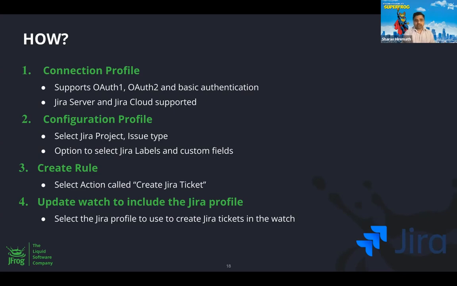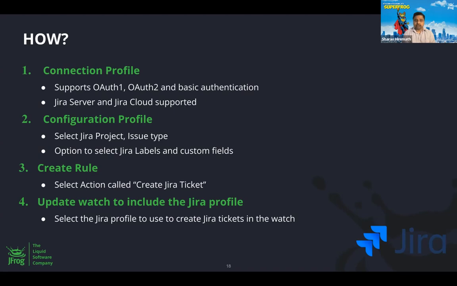So once you have the connection profile, once you have the configuration profile, the next thing is obviously to create an action in the rule. So you are creating policies to detect violations. So in the actions, you basically are going to say create a Jira ticket option, and there's an option to just tick a checkbox. You just say create Jira ticket, and once you are done with that, you go to the watch profile, and there you are going to just select the configuration profile you did in step number 2.